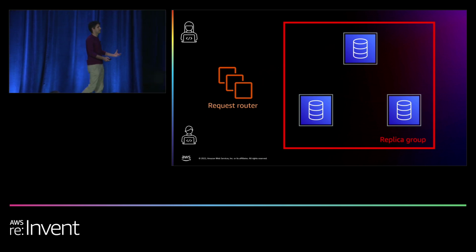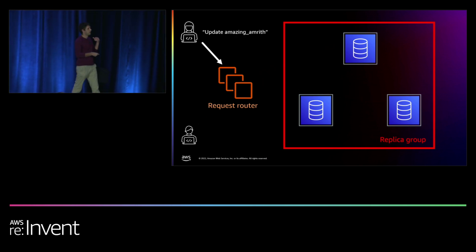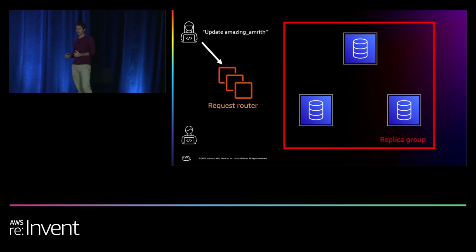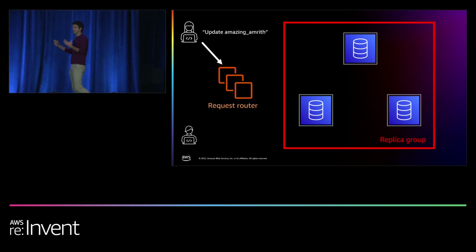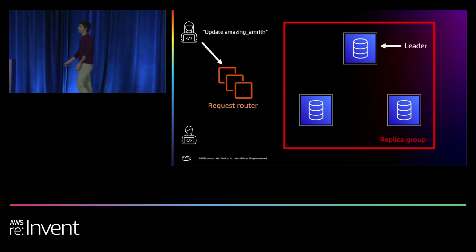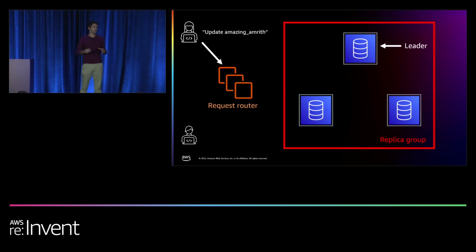But a write operation is different, right? If I want to do a write operation and update that Amrith user record, it's not going to work the same way. It's not going to go to any of those nodes, but one of those nodes is going to be elected the leader. So within a replica group, there's always a leader.